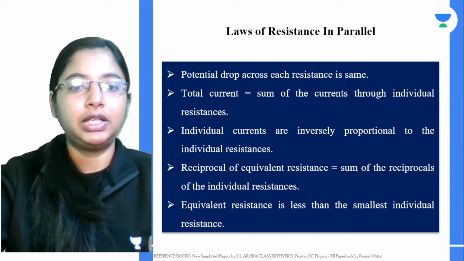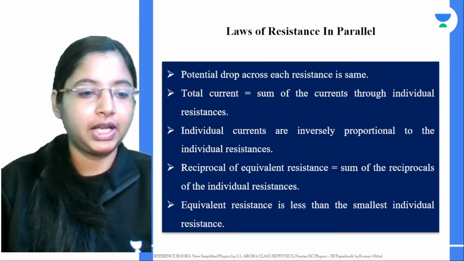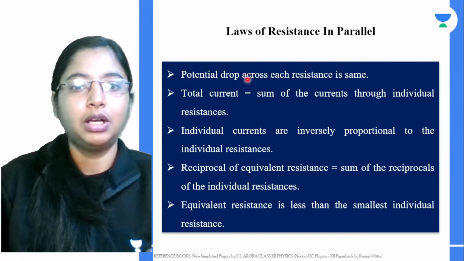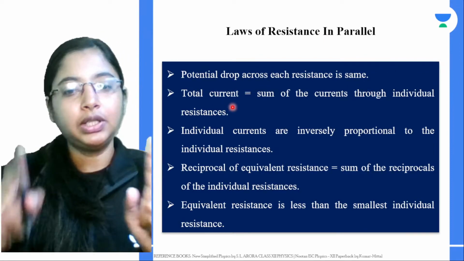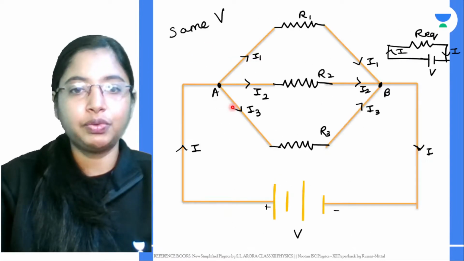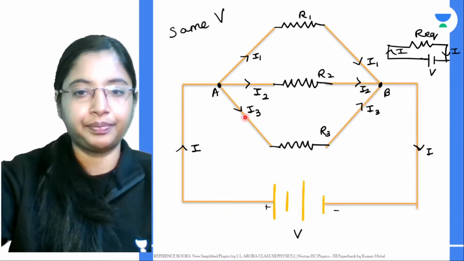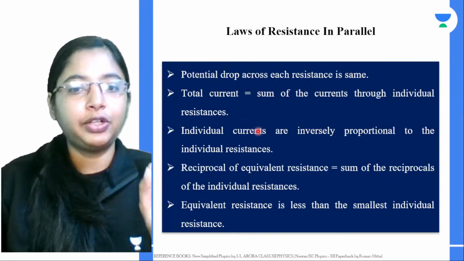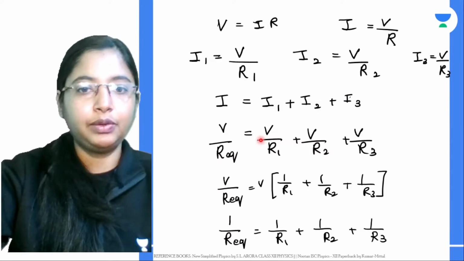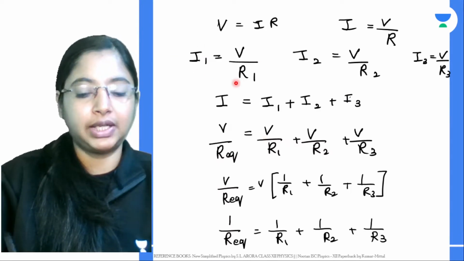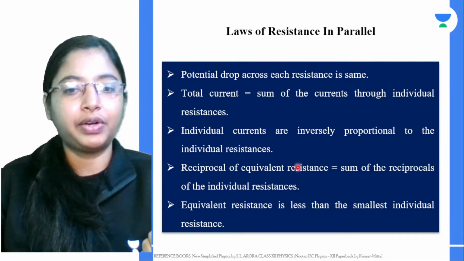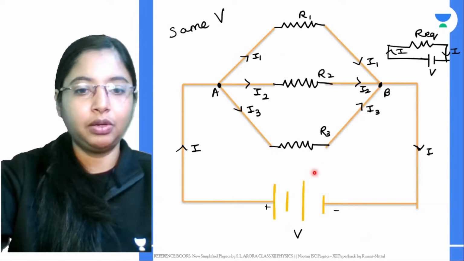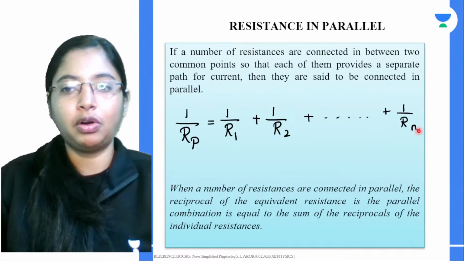Okay, now here if you see, potential drop in case of parallel combination is the same. Whenever you're talking about total current, it is equal to the sum of the individual currents in each of these branches. Alright, now if you take individual currents, these individual currents are inversely proportional to the resistance. And the reciprocal of equivalent resistance will be equal to the sum of the reciprocals of individual resistances.